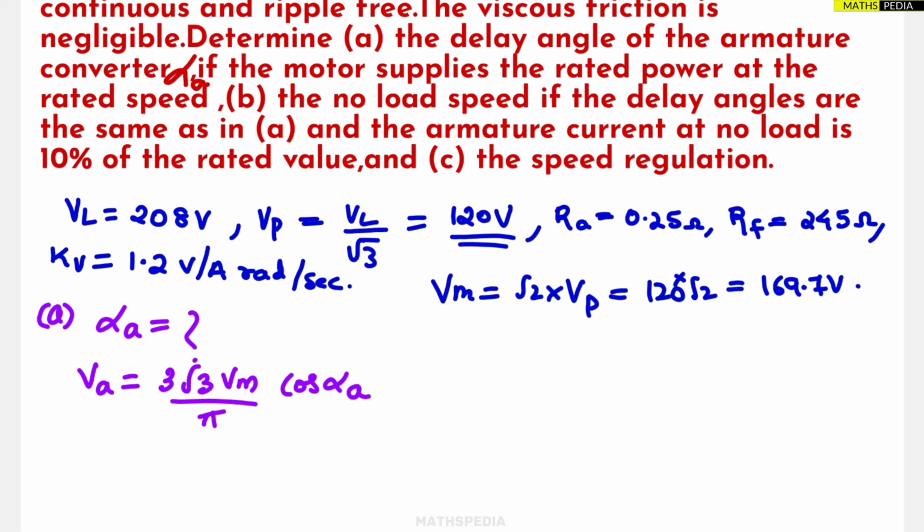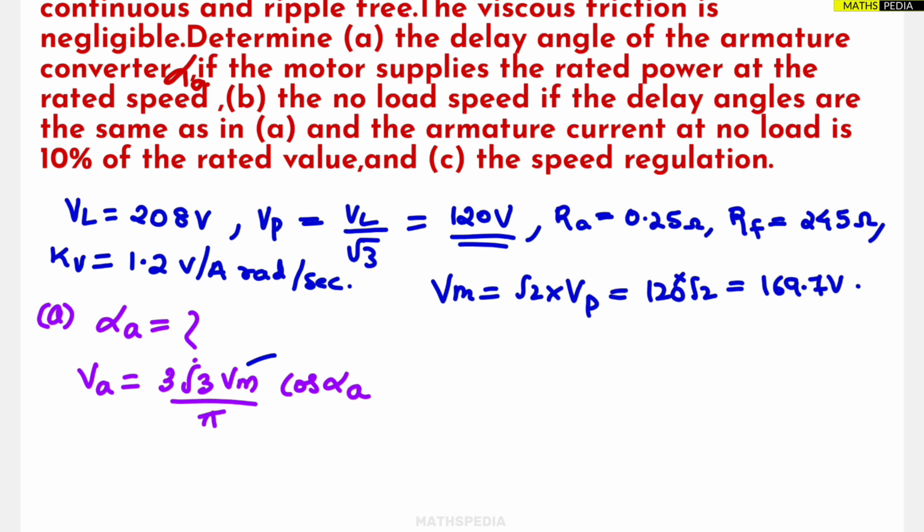In the question the line voltage is given, so we first convert it to the phase voltage. Then the phase voltage into root 2 gives the maximum peak voltage that you have to consider here. That is fine.